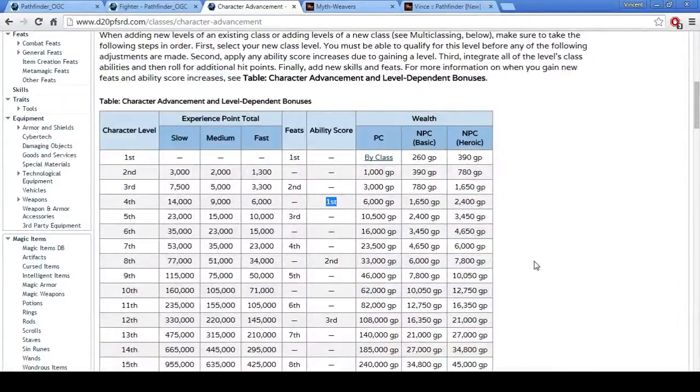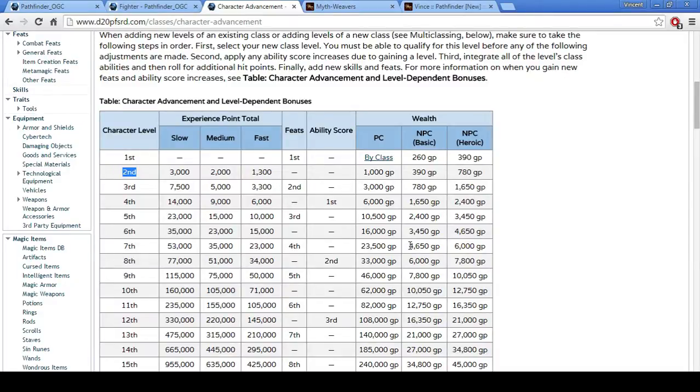It explains at the bottom of the page. You're going to increase your ability scores by 1. Every third level character is going to get a feat here. And by the way, if you are a first level wizard, first level fighter, you are overall a second level character. So, you know, be aware of that.